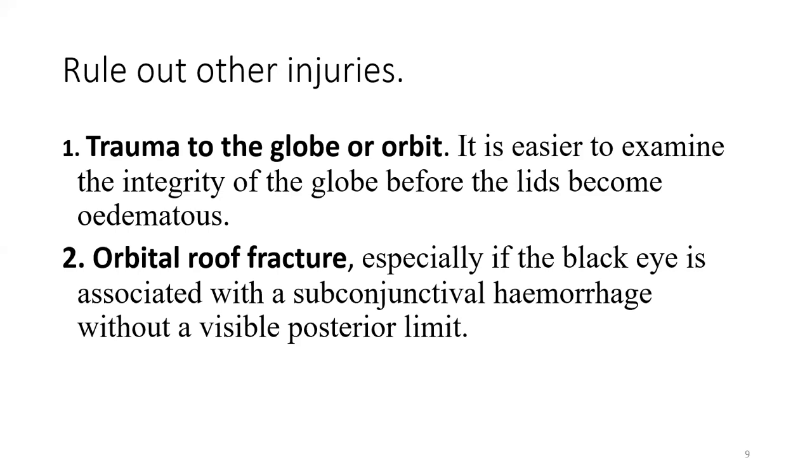When examining the eyelids, you look out for orbital fractures, especially if there is a black eye associated with a subconjunctival hemorrhage without a visible posterior limit. That is, you can see there is blood under the conjunctiva, but you cannot see how far it reaches. It may actually be coming from the orbit.